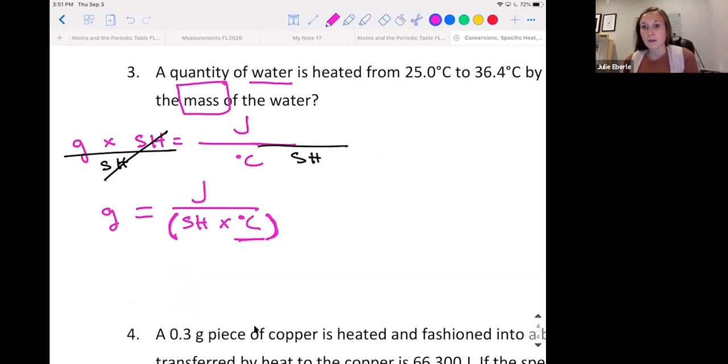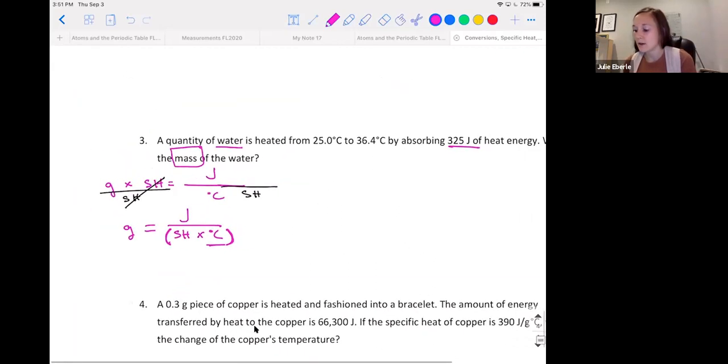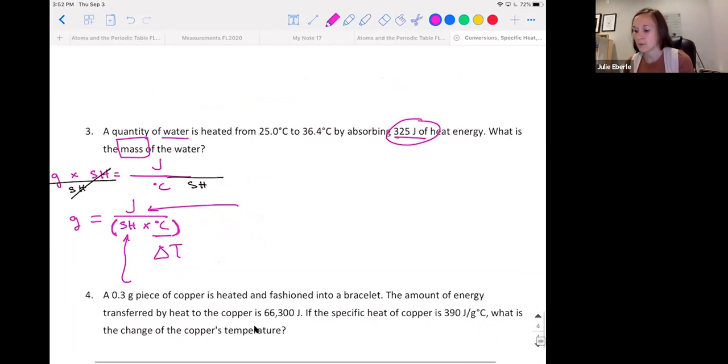All right, so Hannah, that's the equation you need. I think you should be able to do it from there. To solve for grams, you need the joules, which the problem gives you. You need your, remember this is delta T, your change in temperature. Can you find the change in temperature from the problem? Yes. Okay. Now, what are we going to plug in right here? I don't see any other numbers.